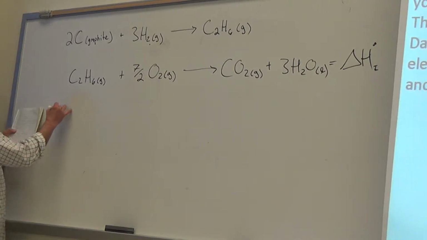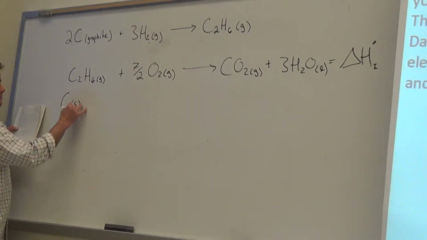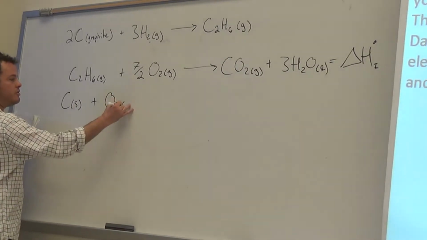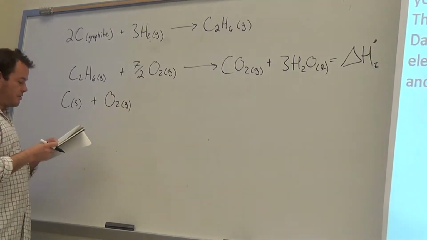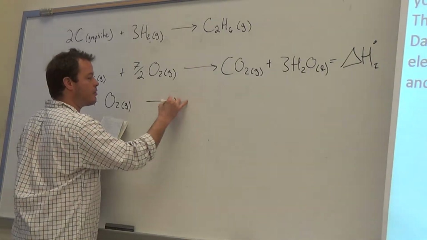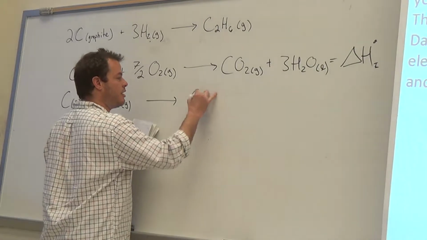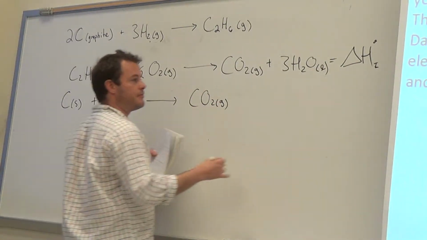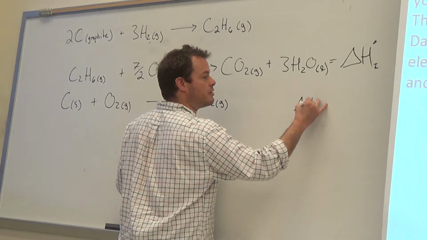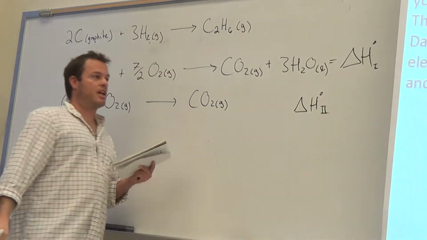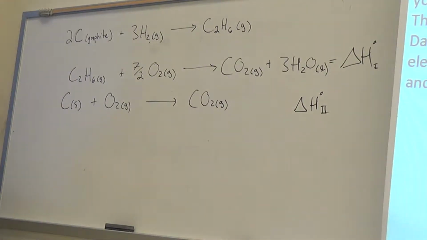You can take graphite and add to it oxygen in the gas phase, so carbon in the solid state, oxygen in the gas phase. Run a combustion reaction on that, and you're going to form carbon dioxide. And you'll have some other enthalpy change that you witness. We'll call that delta H2, right?